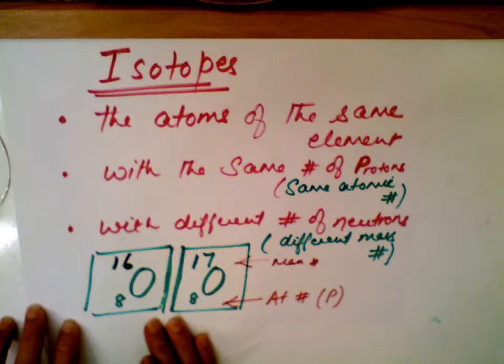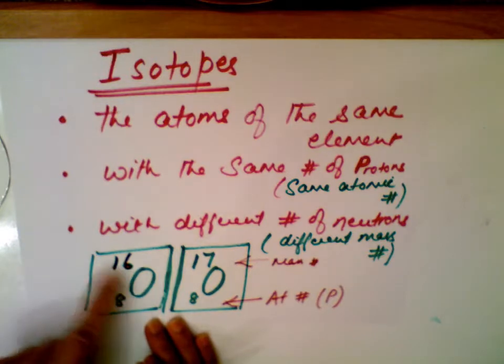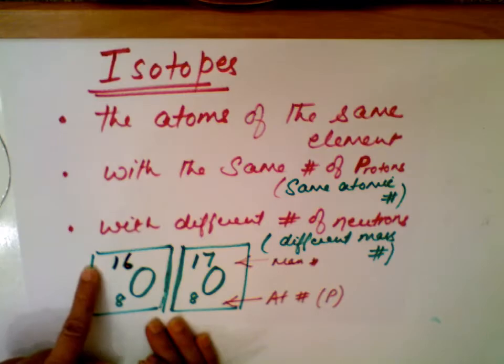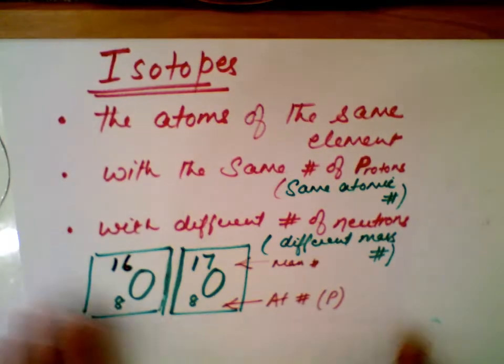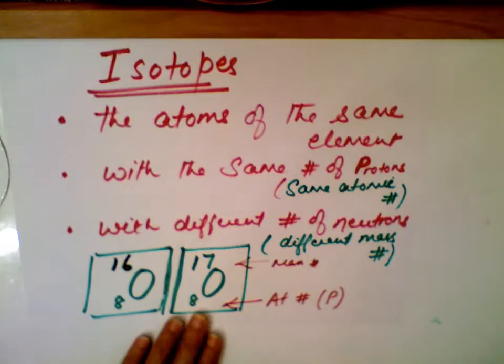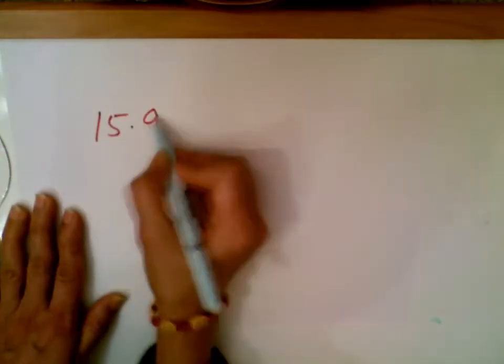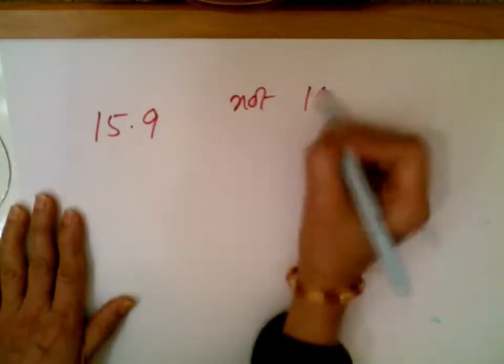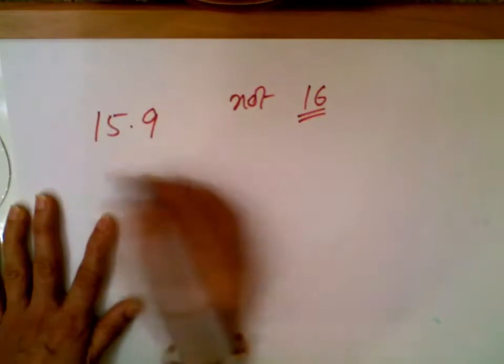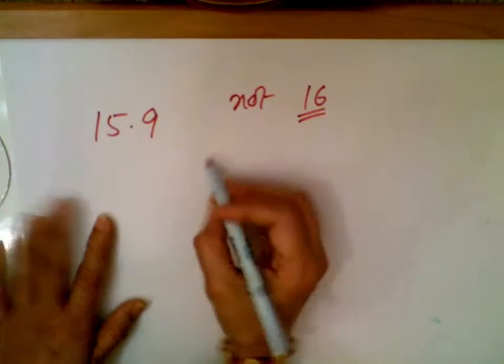So once again, why do you see oxygen 16 on the periodic table? Because oxygen 16 is the most prevalent isotope out of all other isotopes. And why is this number not a whole number on the periodic table? That's because it is a weighted average. So I'm going to write it here. Instead of 16, you see 15.9, right? And not 16. What is the reason? That's because it's not a whole number, because it's a weighted average.